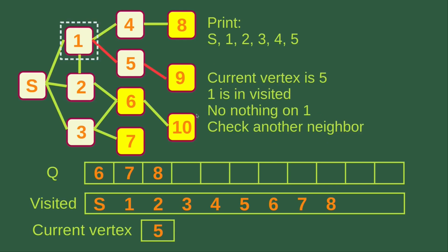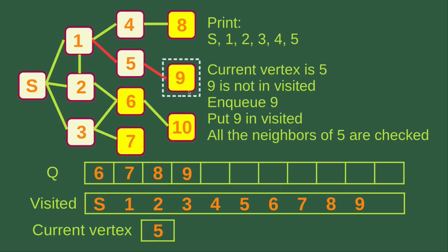For neighbor 1, it is already in the visited set. That means we do nothing on it, and we can go to check for another vertex, which will be number 9. Now for number 9, it is not in the visited set yet, and in this case, we enqueue this number to the queue. So I have 9 here for the queue. And for the visited set, I also put 9 into it. And after that, I have checked all the neighbors of 5 already.